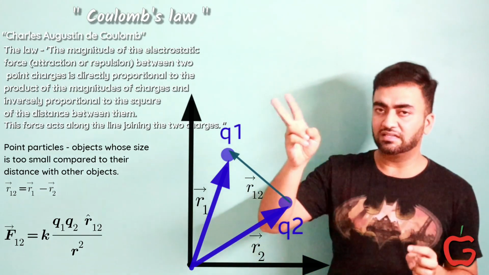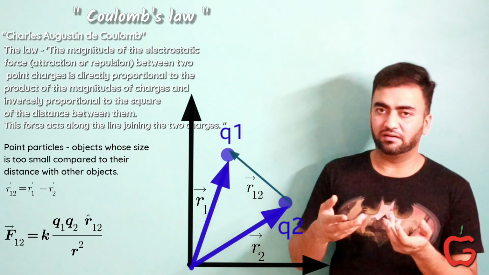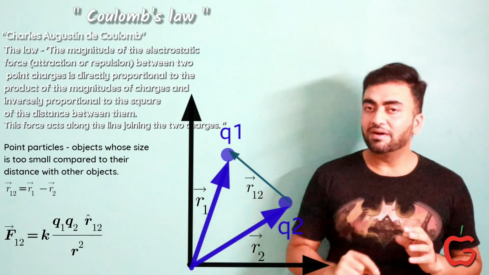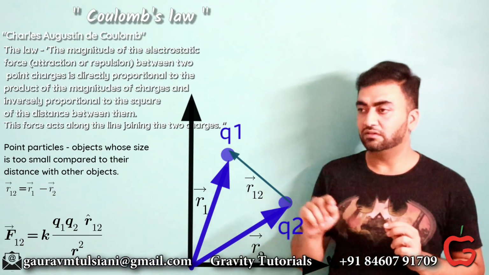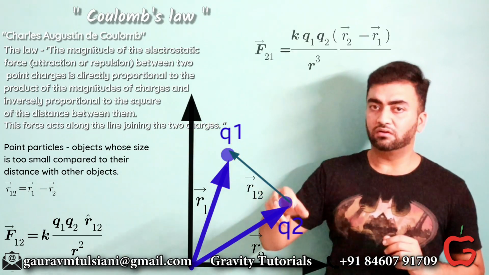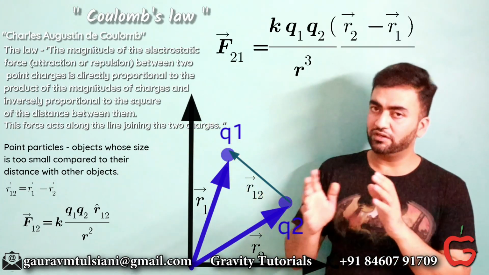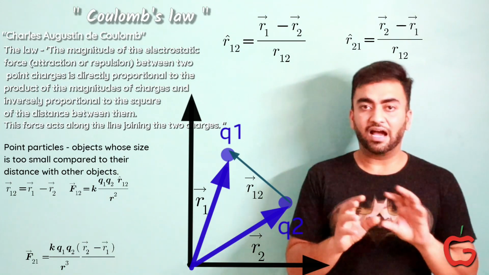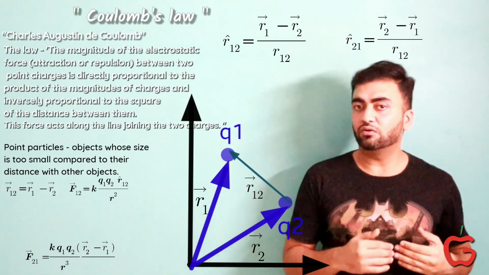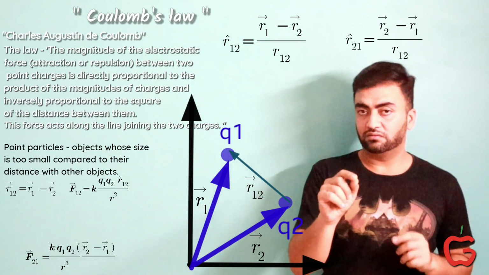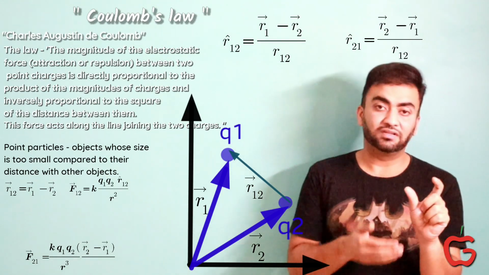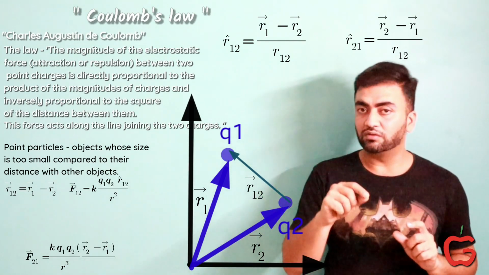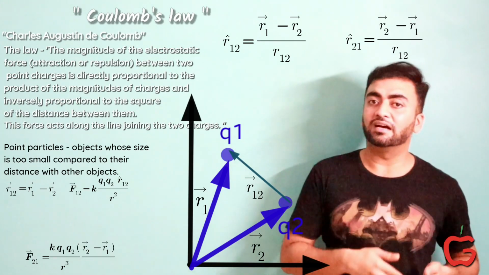For the sake of simplicity, we are considering both to be like charges, maybe both to be positive charges. So if now we want to find the force on 2 by 1, the direction is obviously opposite. So the equation for F21, on 2 by 1, is K Q1 Q2 by R square, unit vector R21. Unit vectors are vectors divided by their own magnitude. So unit vector R12 is equal to vector R12 divided by magnitude of R12. The magnitude is the distance between the charges. So unit vector R12 is equal to R1 minus R2 divided by R.